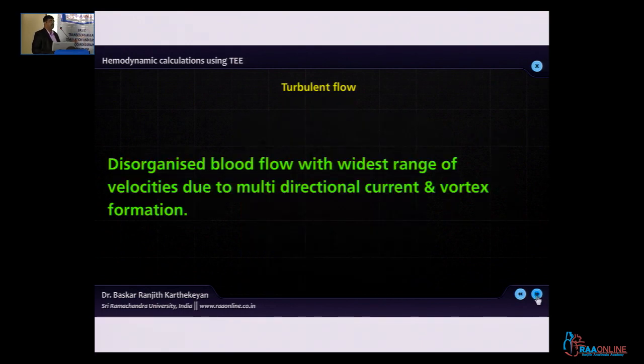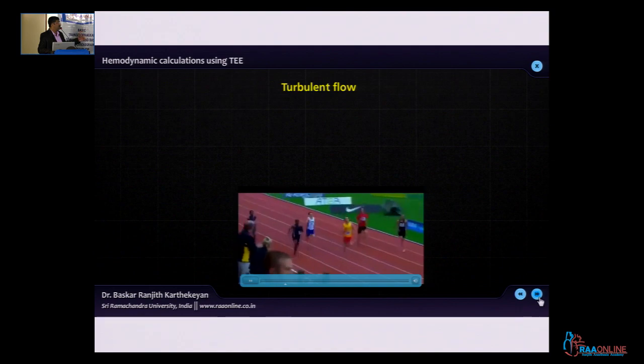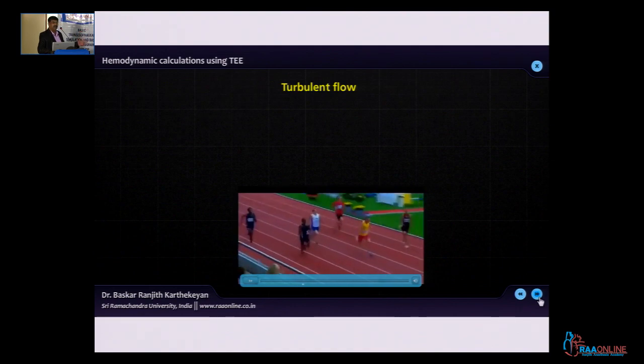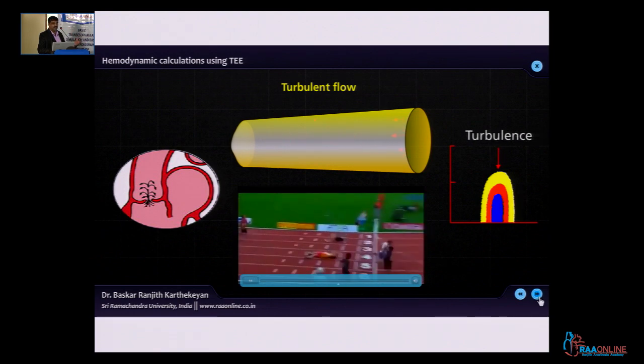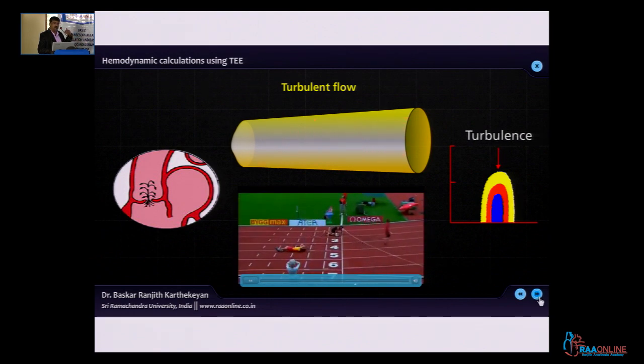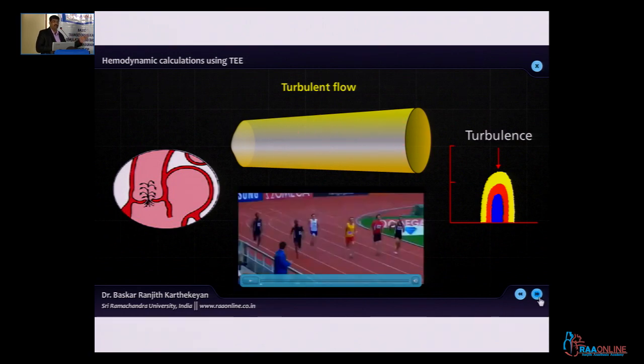What is turbulent flow? Here the velocity is going to be different due to obstruction. There will be multidirectional current and vortex formation. This is like the finish of a marathon. Here you can see the end is going to have different velocities. Everybody will have a different velocity. They won't be uniform, and some, due to obstruction, may not reach the end at all. It is like an obstruction where the blood flow won't reach the next part. So this is like a turbulent flow. Here you have different velocities, and in the spectral image, you will have multiple spectral velocities.